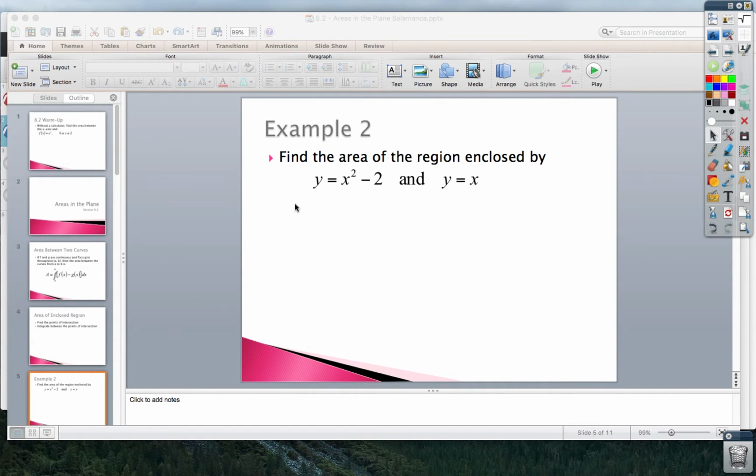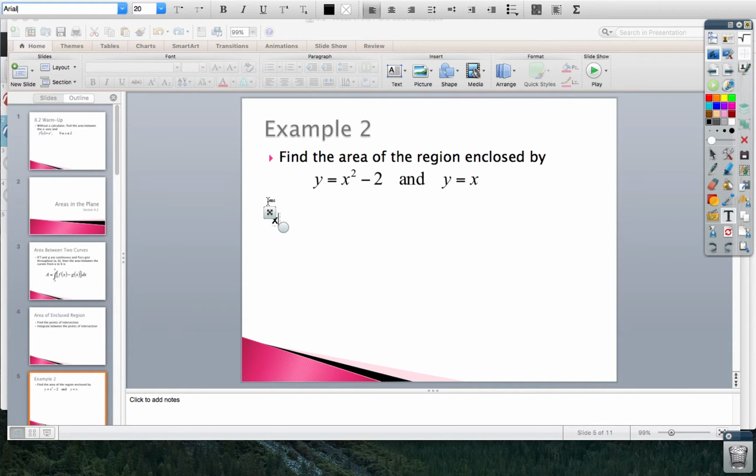First of all, if we're not sure how to find the points of intersection, we could set those two functions equal to each other. So we'll have x squared minus 2 equals x. We're going to subtract x from both sides. We get x squared minus x minus 2 equals 0. Factoring that, we get x minus 2 times x plus 1 equals 0. We get x is equal to -1 and x is equal to 2. These are the two points of intersection for our two graphs.